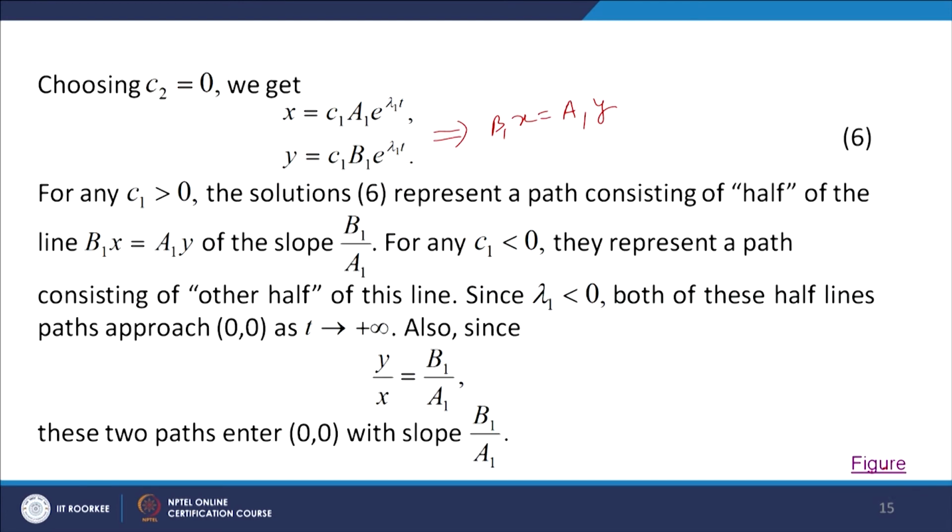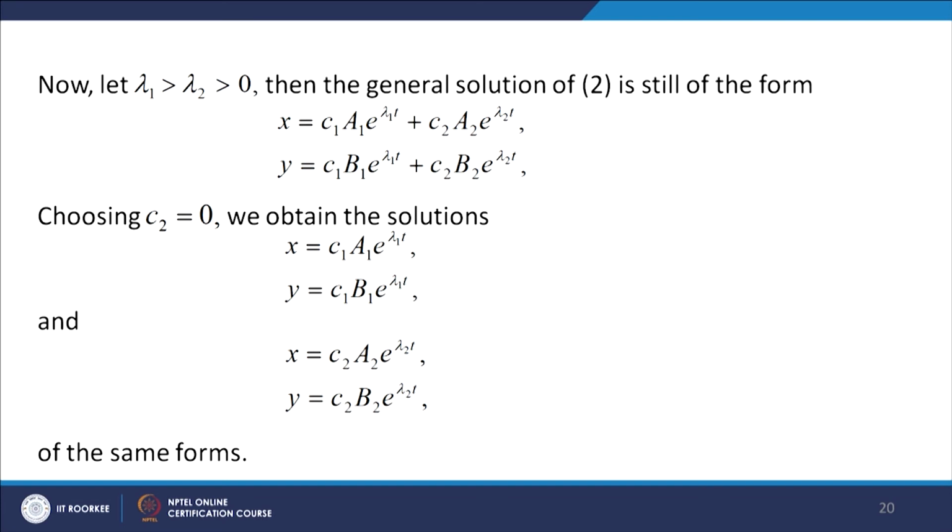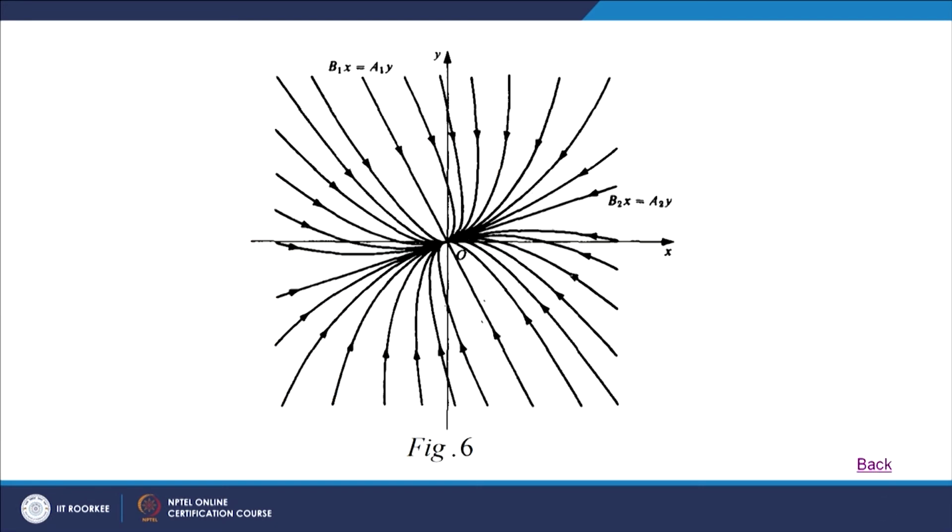You can see in this, these two half line paths enter 0 0 with the slope given by y equal to b2 by a2 into x. So, they enter the 0 0 with the slope b2 by a2.